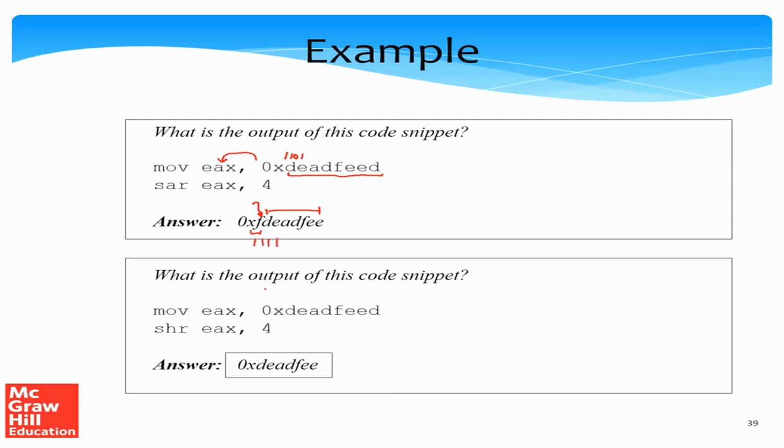Now let's do the same thing but with a logical shift right. In this case, the only difference is that the most significant digit is actually 0. So the answer is 0x0 dead fee. Since 0 need not be explicitly mentioned, we have not mentioned it. So the answer is 0x dead fee.